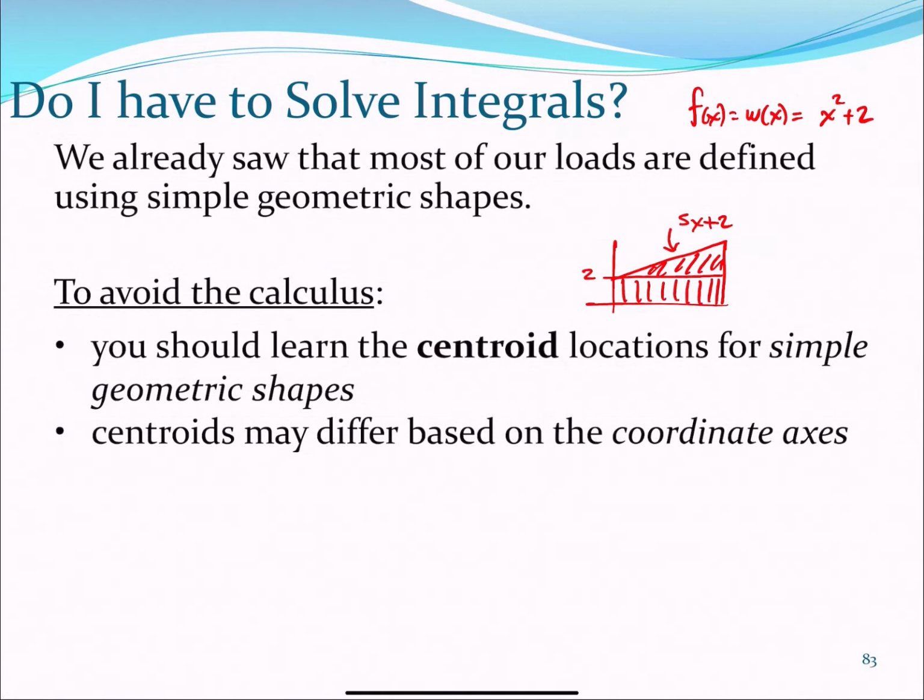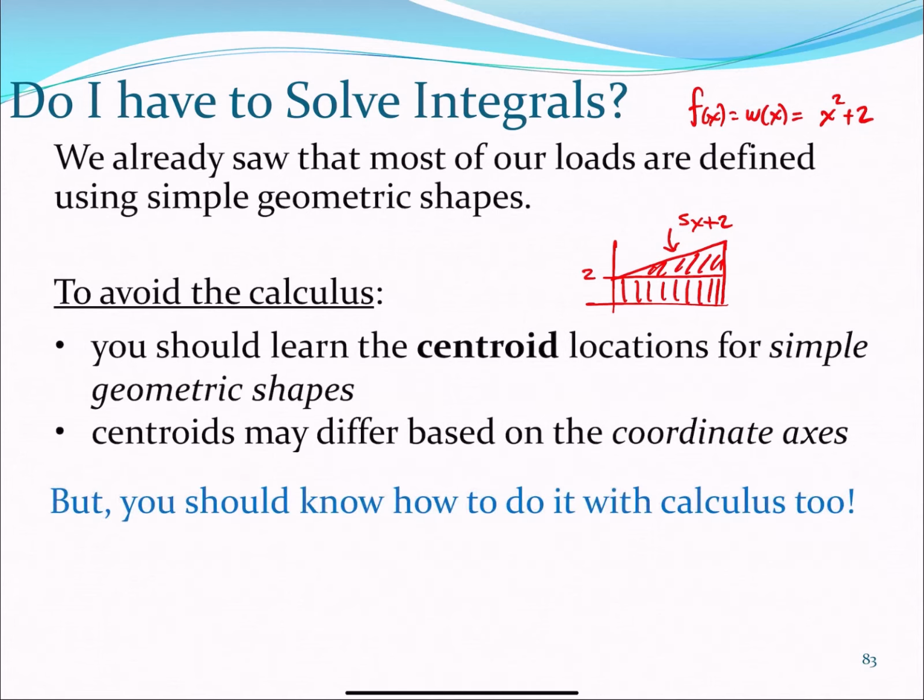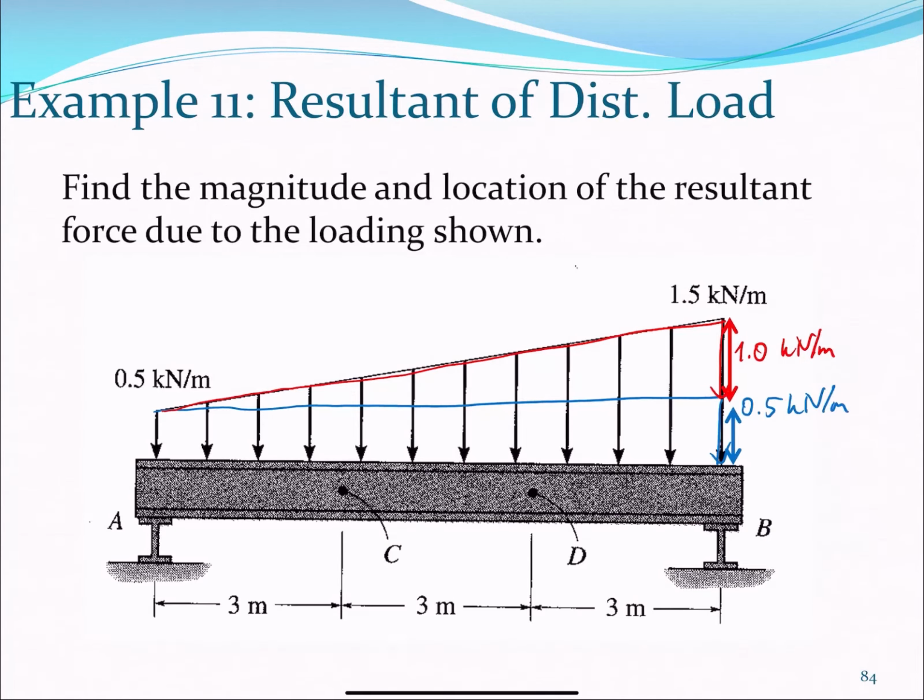So you have to have the ability to see if a complex loading function can be broken down into simpler shapes. Because if you can use simpler shapes, it's just the area of the shape and the centroid, and then you can do it very efficiently. But you should know how to do it with calculus too. So let's do a few examples. For example, the resultant of a distributed load.